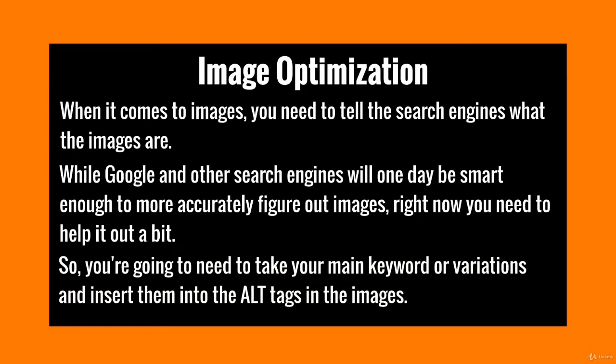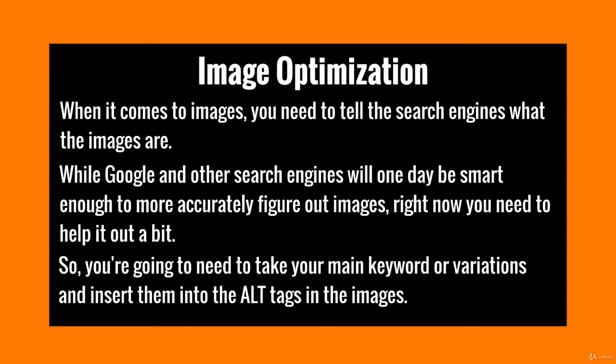So you're going to need to take your main keyword or variations of the main keyword, or even specific keywords based on the main keyword, and insert them into the alt tags in your images. If you don't know what those are right now, don't worry about it. We're going to show you in just a minute. Now, what I recommend that you do is, let's say, for example, that you have 3 images on your page. In fact, the more images, the better. You don't want to get too much, but the more images, the better.